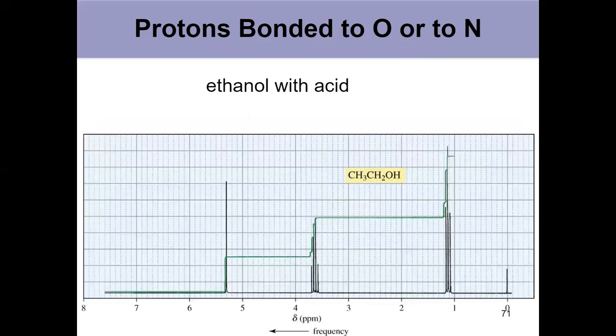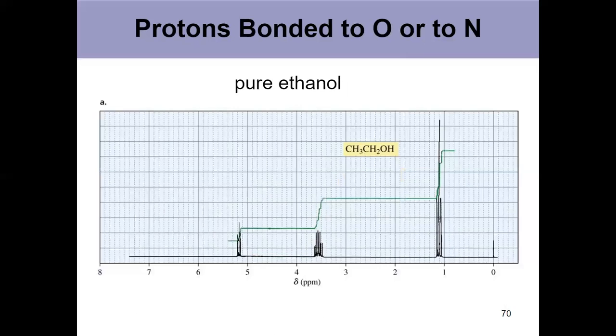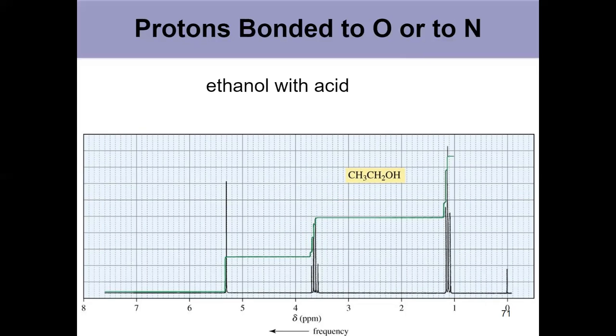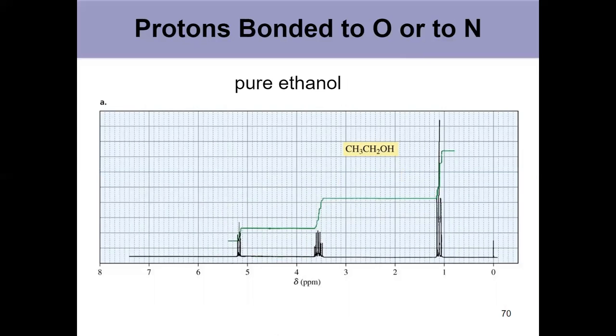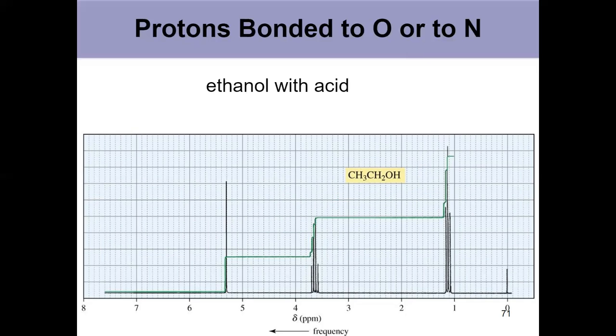Okay? So we see ethanol, and then here's ethanol with a little bit of acid. Okay? So what's the difference here? Ethanol and then ethanol with acid. What do you see as the difference? Right? Look at that peak that's further downfield, okay? Around 5, and what's going on.